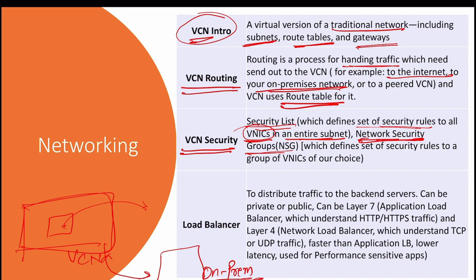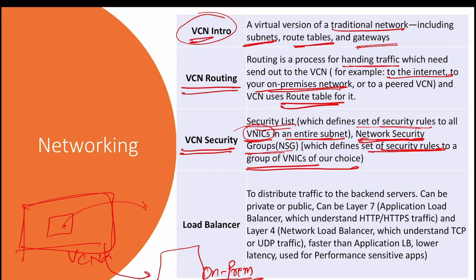If we talk about the network security group, it defines a set of security rules for a group of VNICs of our choice. So we can define on which virtual NIC it needs to be implemented or not. That comes under the network security group.